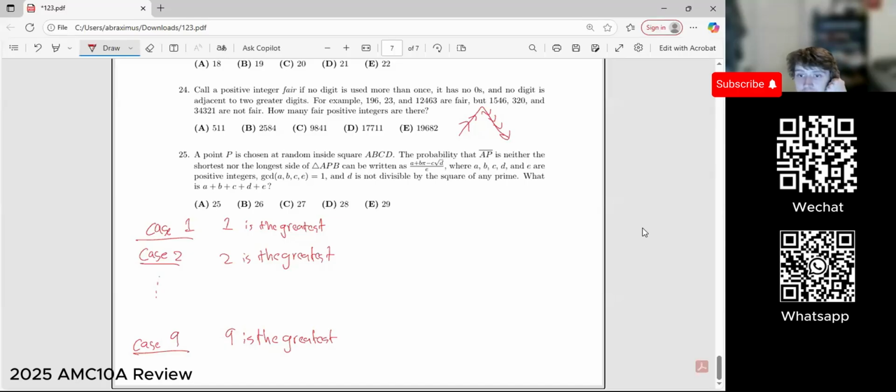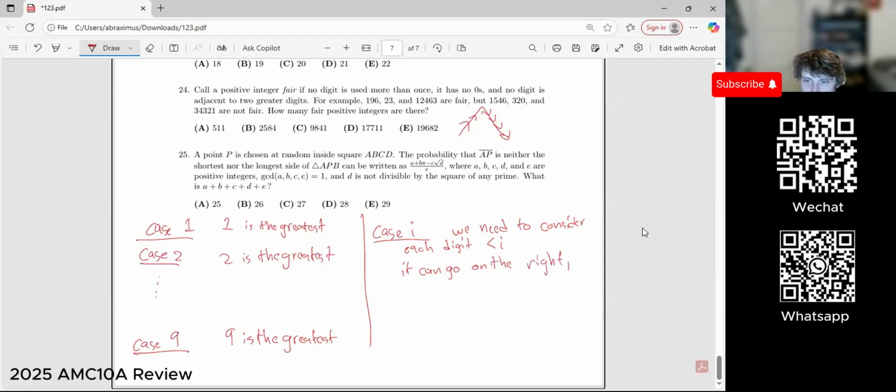Okay, so for each case, let's say we're in case i. We need to consider each digit less than i. It can go on the right, the left, or be excluded. So that means that we have to make 3 to the i minus 1 choices.